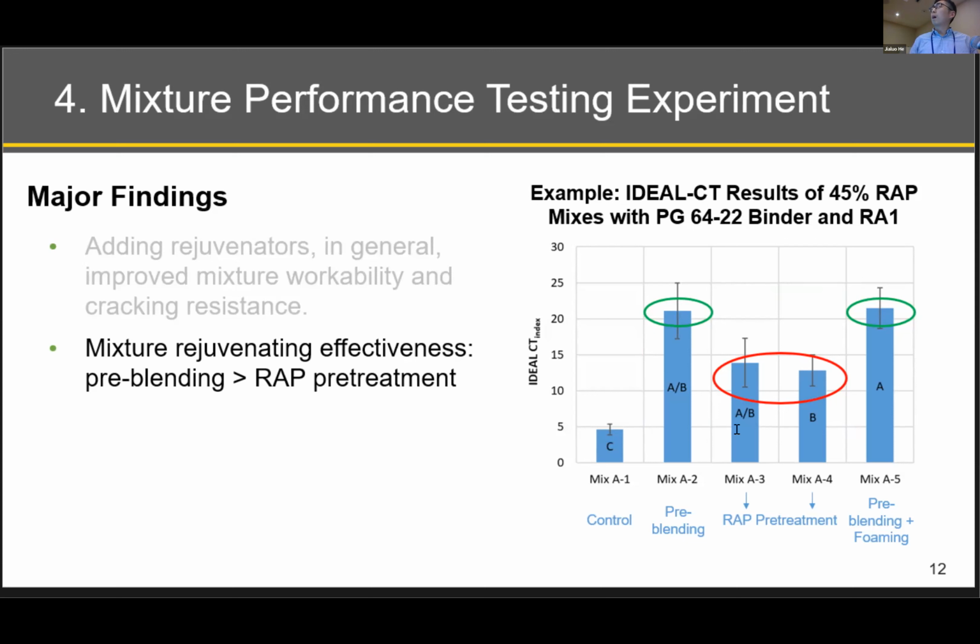That's what we want. And then when we focus on the comparison of different application methods, interestingly, we found that pre-blending methods provide better results as compared to the RAP pretreatment method, which is something I did not expect personally, because I was thinking the pretreatment is going to provide a better option because of direct interaction. And then we have a hypothesis that can explain this, and this is something we try to look into in another NCHRP project that we recently got. But based on what we found out here, the pre-blending method worked a little better than the pre-treatment.